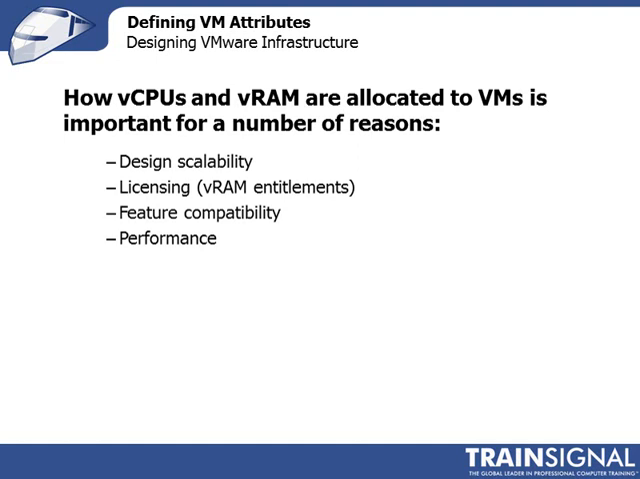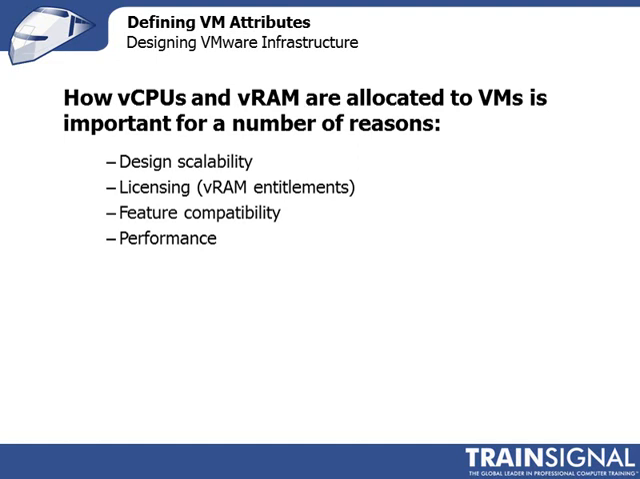The amount of VRAM that you allocate is also going to affect licensing. As you're aware, VMware's licensing offers VRAM entitlements up to a certain amount of allocated virtual RAM, and so how we allocate virtual RAM to VMs will have an impact on licensing. Feature compatibility is another area that could be affected depending on how many virtual CPUs or how much virtual RAM is being allocated. So you'll want to understand that if you allocate a certain number of virtual CPUs or a certain amount of virtual RAM, you may be affecting how other features might work. And of course, there's going to be a direct performance impact on the design.